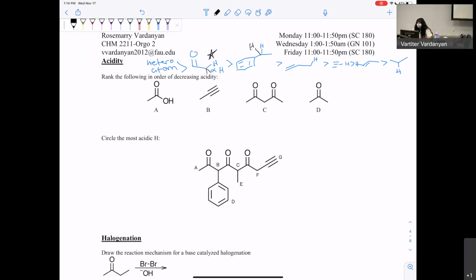Oh, what I meant to do. I'm sorry. I just meant to show you the double bond and then the single bond and then vinylic. No, this is specifically the allylic position because it's 1 carbon away from the double bond.